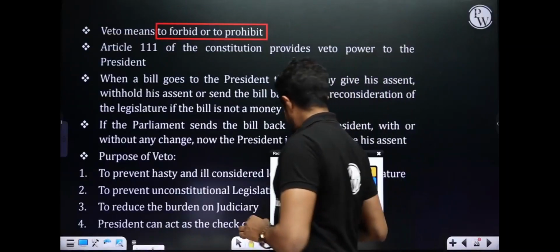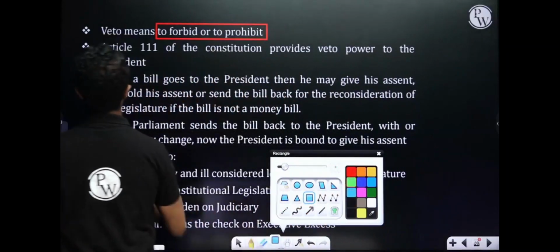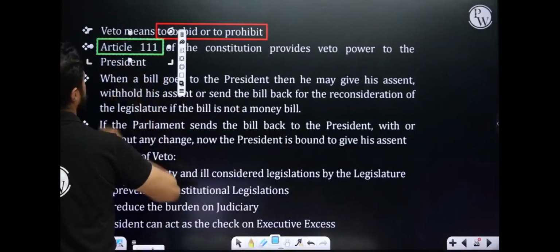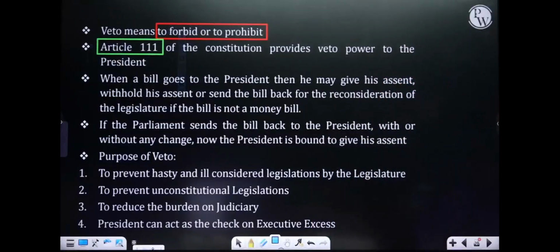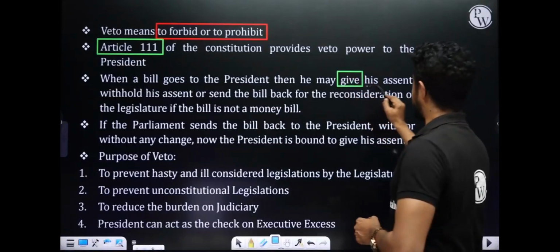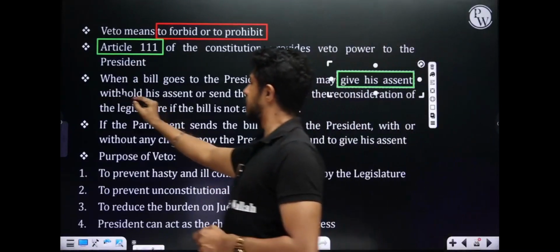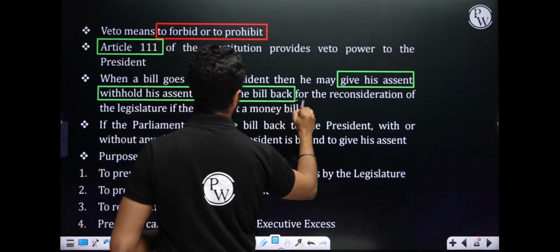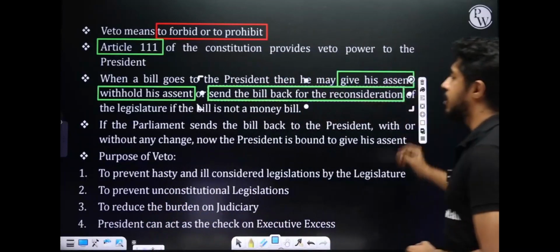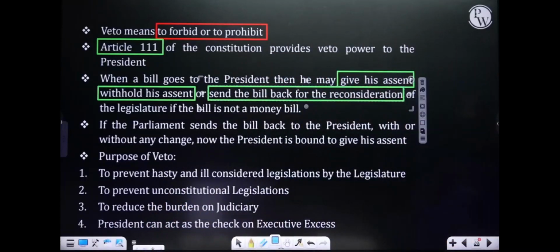Article 111 of the Constitution provides veto power to the president. When a bill goes to the president, then he may give his assent, withhold his assent, or send the bill back for the reconsideration of the legislature if the bill is not a money bill. Simply means what? Money bill cannot be resent back.